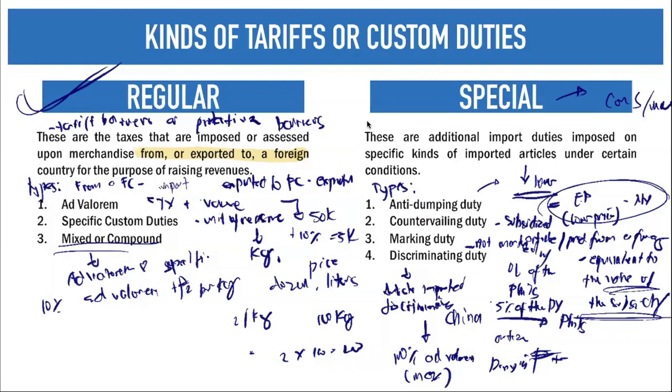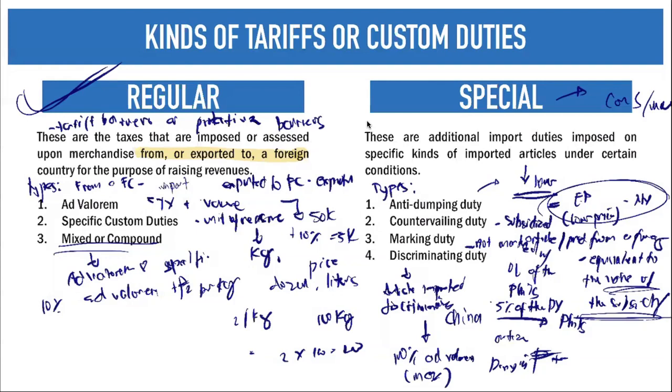So we get the difference between the normal price. Countervailing duty if we are subsidized with a foreign product and it threatens our market. Therefore, we subject it to an amount equivalent to the value of the subsidy. Marking duty if ever it is not properly marked in our official language, which is of course English or Filipino. Then if it is not properly marked, it is 5% of the dutiable value.